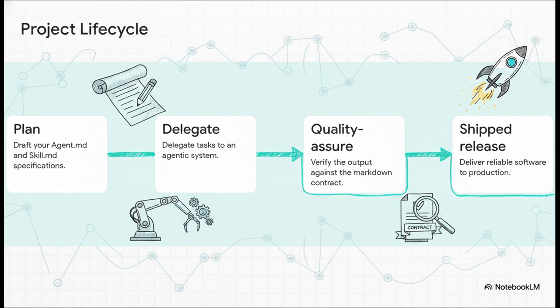You aren't just eyeballing the results anymore. You're implementing automated frameworks, often using LLM as a judge techniques to automatically evaluate the agent's output against the constraints defined in your skill.md file before it ever moves forward. Finally, step 4 is the shipped release.